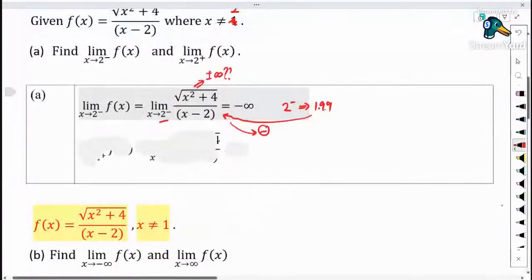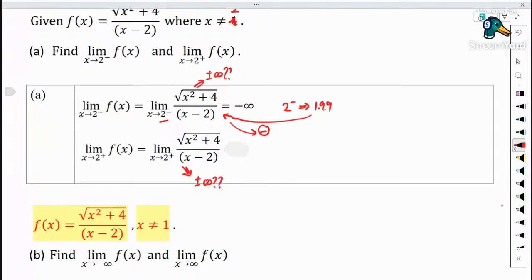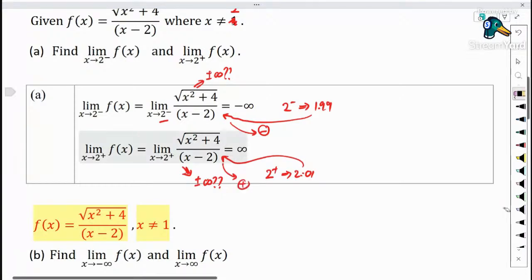Similarly, for the case of 2 plus, substitute the function. Direct substitution will give us plus minus infinity because it is constant over 0. Whether it's plus or minus, for 2 plus, choose a test value, 2.01 for example. Substitute inside, check the result is positive. So I have positive infinity. So this is the result for part A.